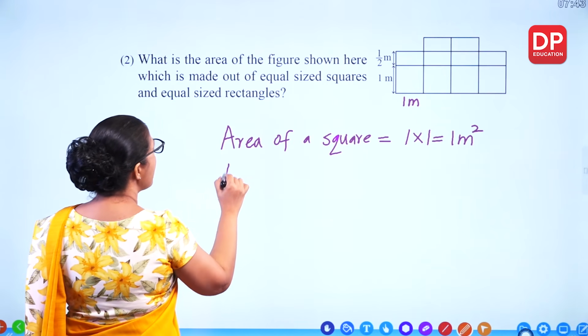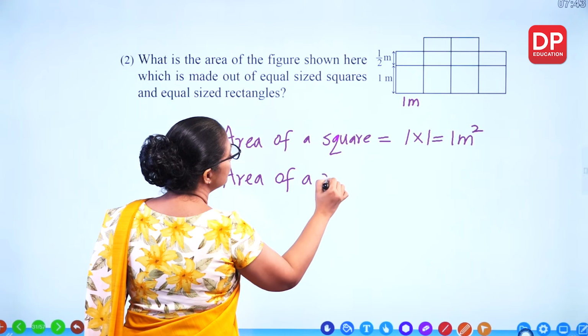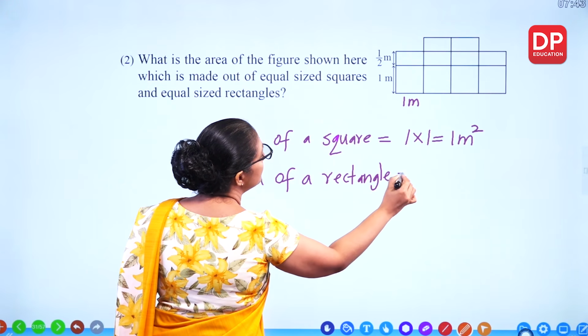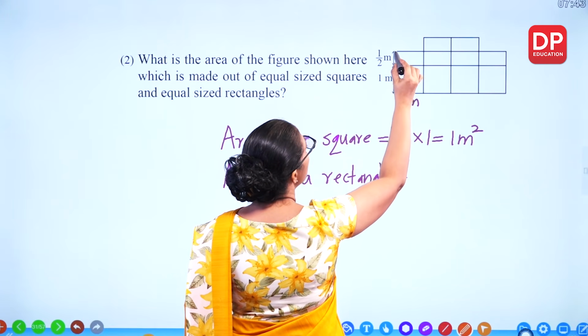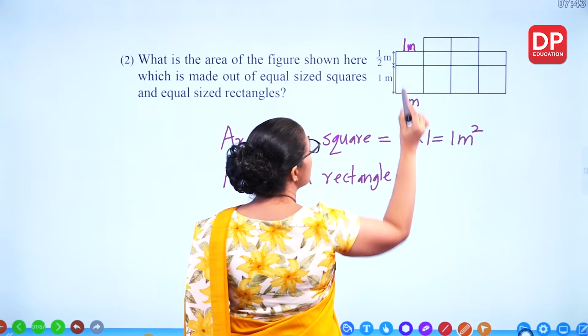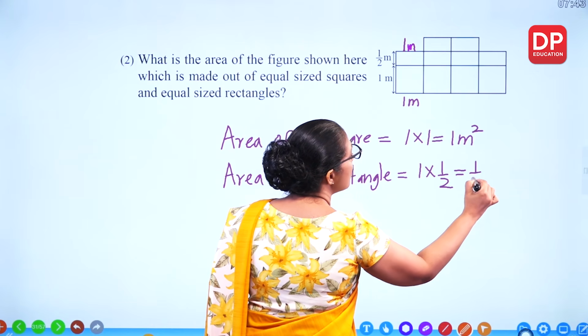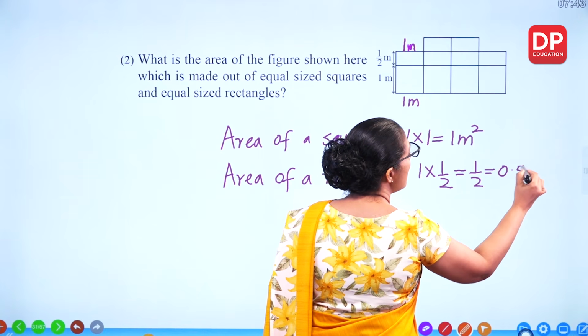What's the area of a rectangle? Area of a rectangle here, half is there and 1 meter length, 1 into half. Or you can write half or 0.5, 0.5 as a decimal.